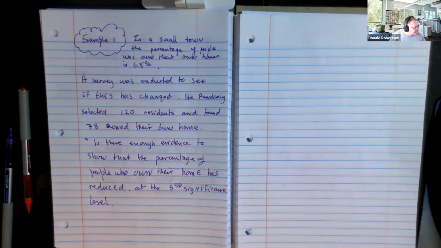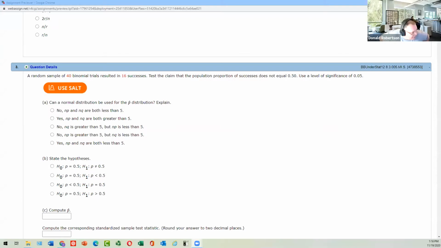Okay. So first I have to switch over so you can see it. Now, the good news, as far as I'm concerned, is that once we've done 2 or 3 of these, you'll start seeing that it's really pretty much the same question every time. They just change the numbers. It's the same kind of question.